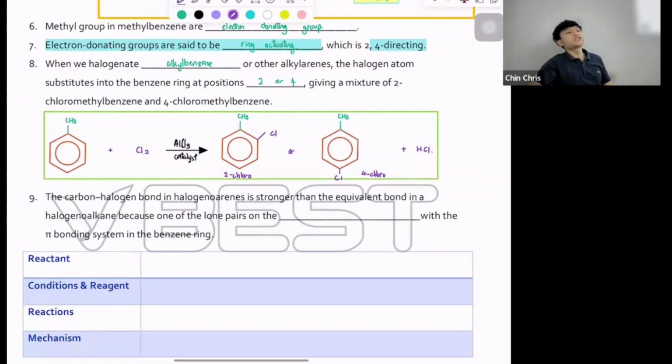In this case, there's no major or minor. Both are considered a major product. There's no major minor. You just get a mixture of 2 and 4. You can draw any one of them in the exam, but you cannot draw 3, 5.